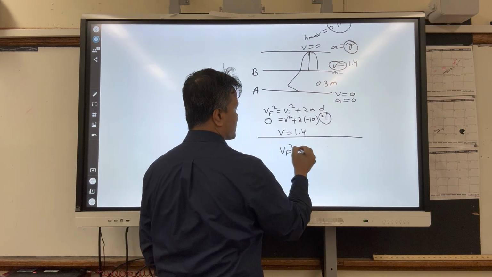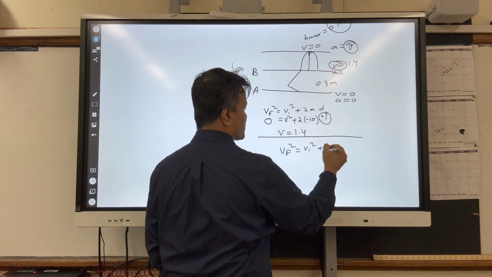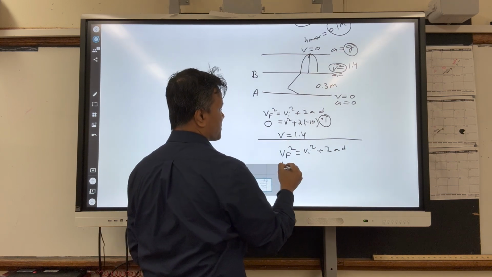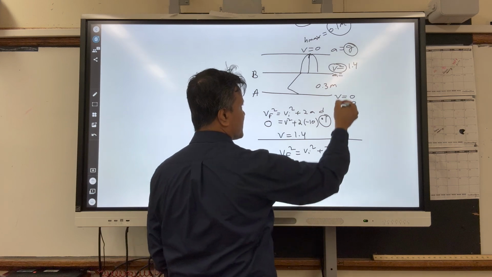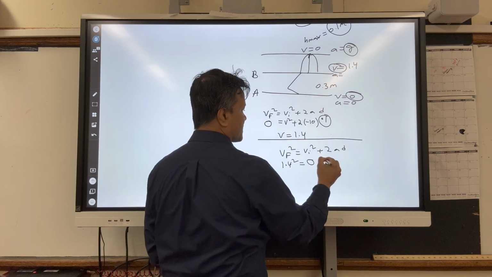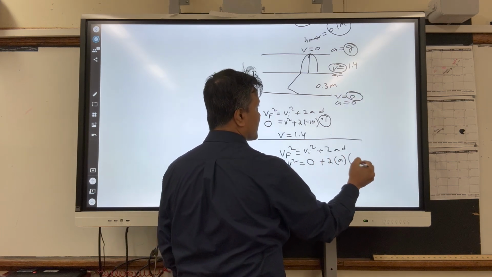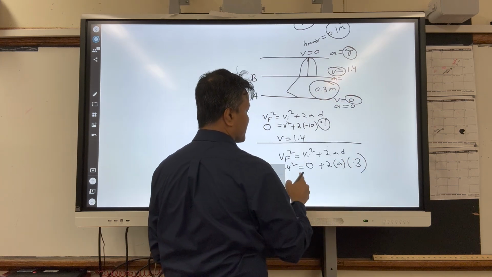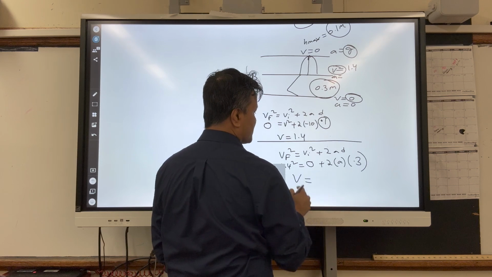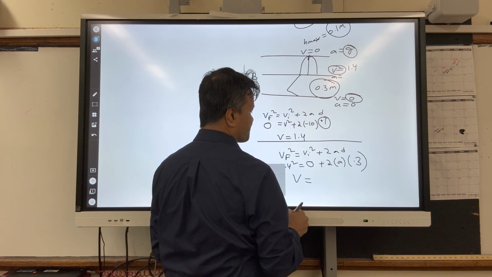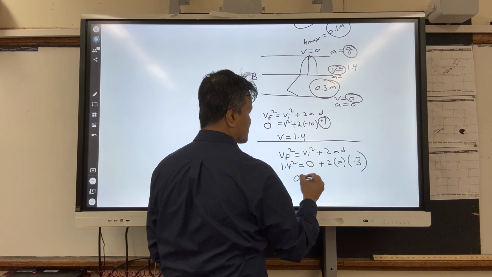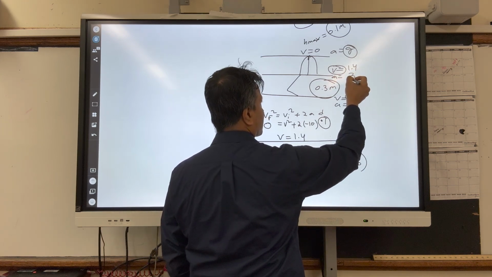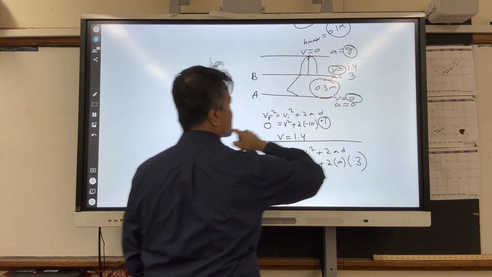Vf squared is equal to Vi squared plus 2Ad, right? So now Vf is 1.4 squared, right? Is equal to Vi, which is 0, right? Plus 2, acceleration we're trying to find. How long did you accelerate? 0.3. So now, acceleration is what we're trying to find, 3. This acceleration gave rise to this velocity.